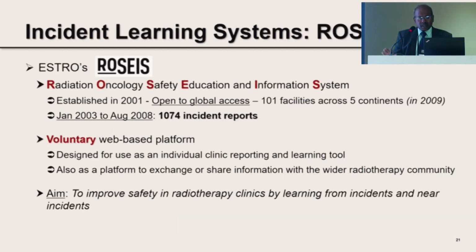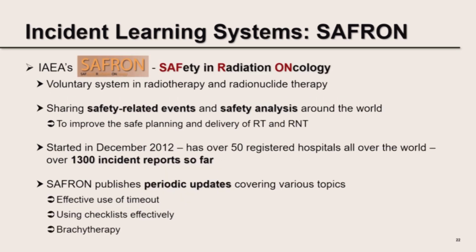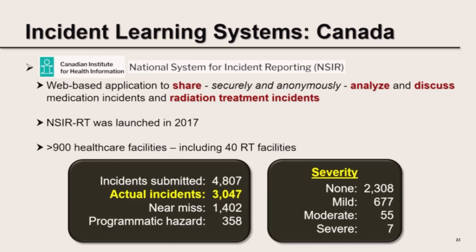I'll quickly go through some of the systems that are in practice all over the globe. I'm not going to go into the details. This is ROSIS by ESTRO, available since January 2003, one of the oldest systems. This is IAEA SAFRON, which started in 2012, with 1,300 incidents reported so far. In Canada, they initially had it for all medical practices, but later they included radiotherapy also. 40 centers have been included, and 3,000 plus incidents have been reported, with 7 severe incidents.